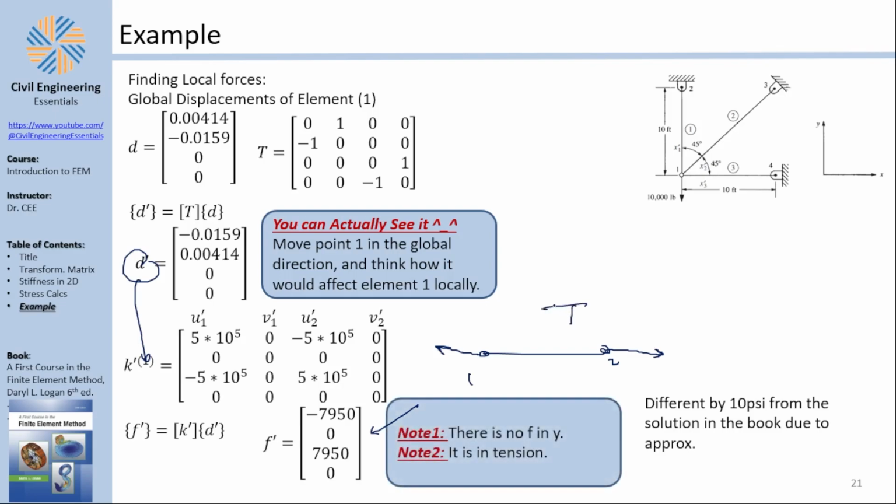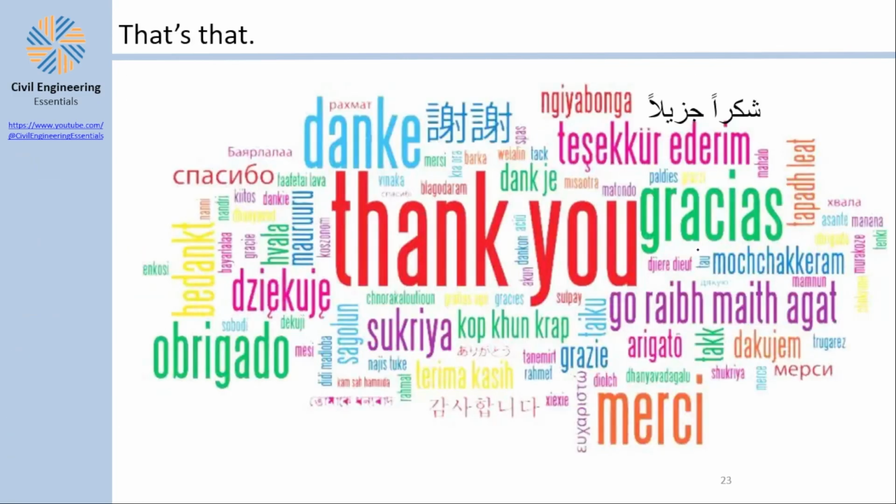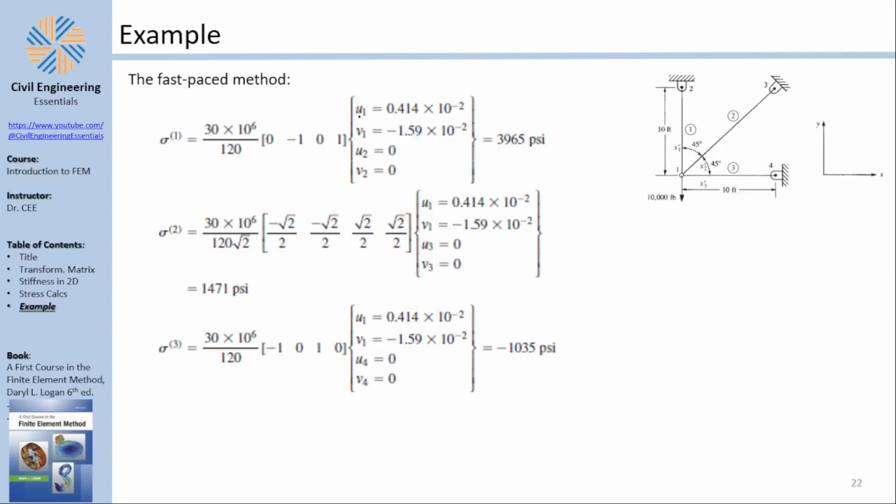Now, if you have the force tension 7950, you can divide by the area. Sigma equals F divided by A, which is the force divided by the area, which gives you the stress. This is the slow-paced method of finding the stress. The fast-paced method is to use Daryl and Logan's method, which is basically one matrix multiplication, and you get the answer immediately in all elements. Notice that there is a slight difference between me and Dr. Logan's answer. The reason for this, I believe, is numerical approximation.